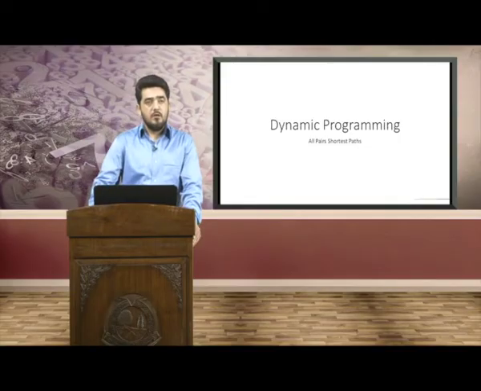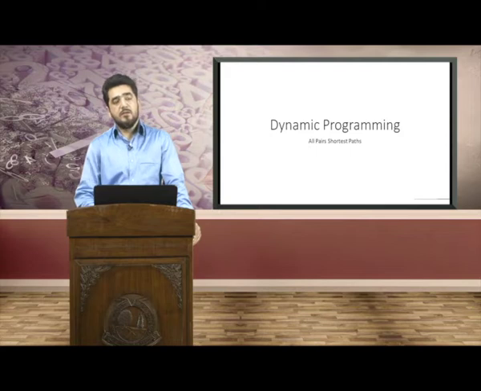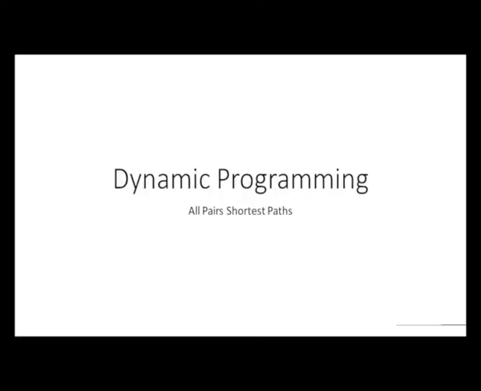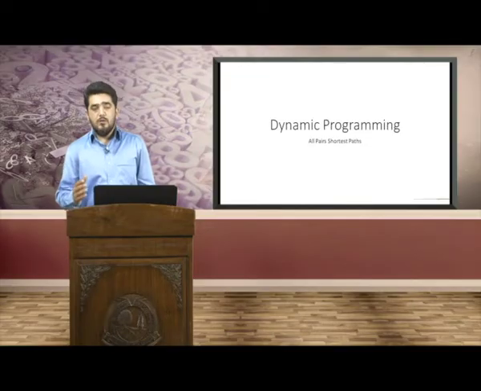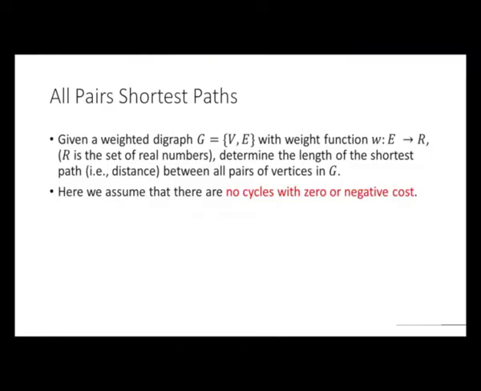Welcome friends. Today we will be finalizing our discussion on dynamic programming with one last example, and the example that we will be considering today is called the all pairs shortest path problem. What is this problem basically? Now this problem is related to graphs, precisely with directed graphs.